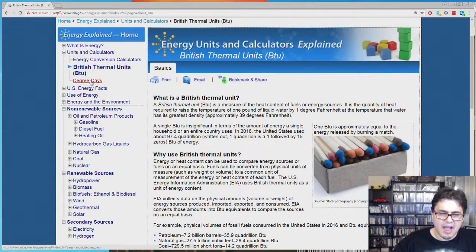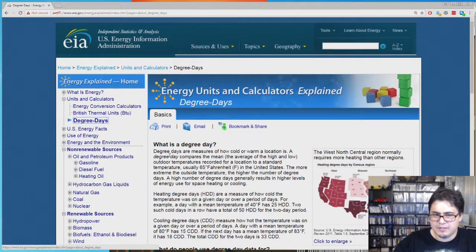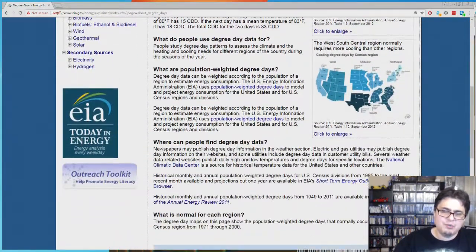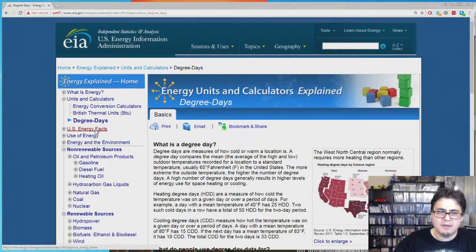Degree days. I never heard this before. So I'm just gonna go ahead and skip it. Let's see what it is. Degree days are measured to see how cold or warm a location is. Yeah, we don't really need that. Maybe on the renewable energy side we might use that, so we might come to that, but for now I think we're okay. Right.